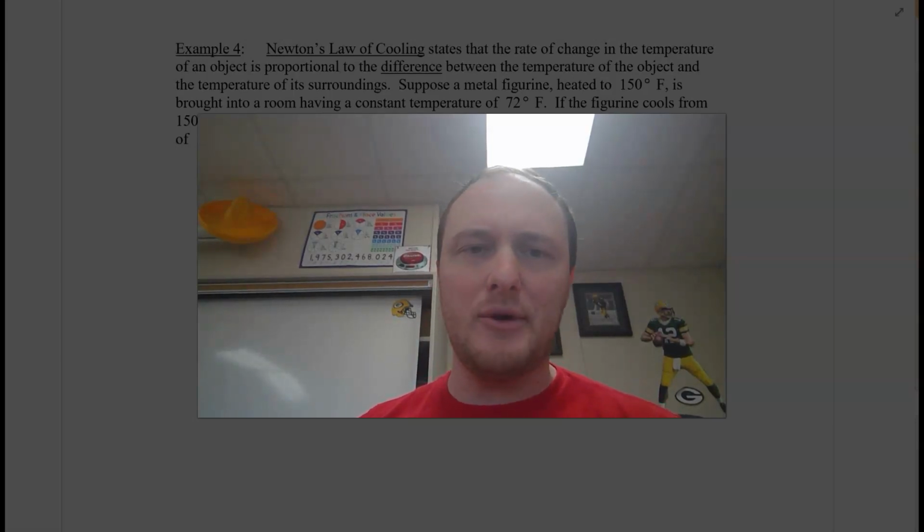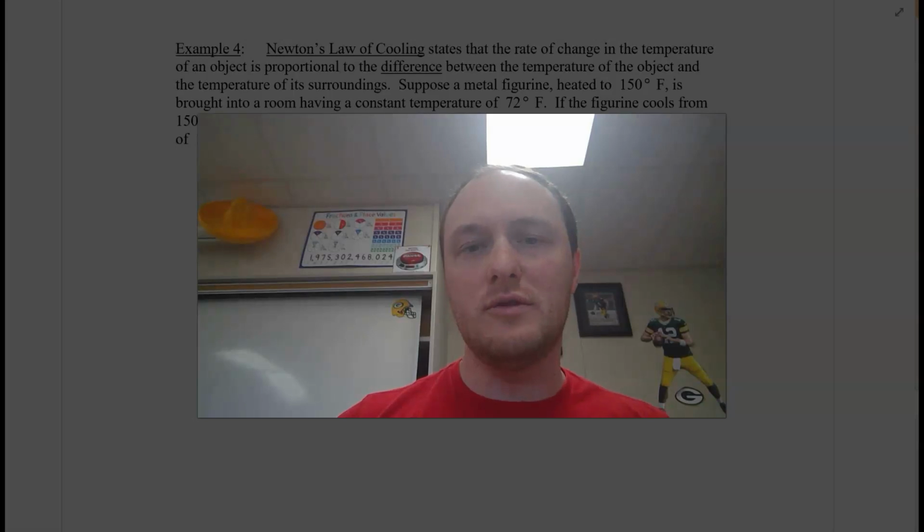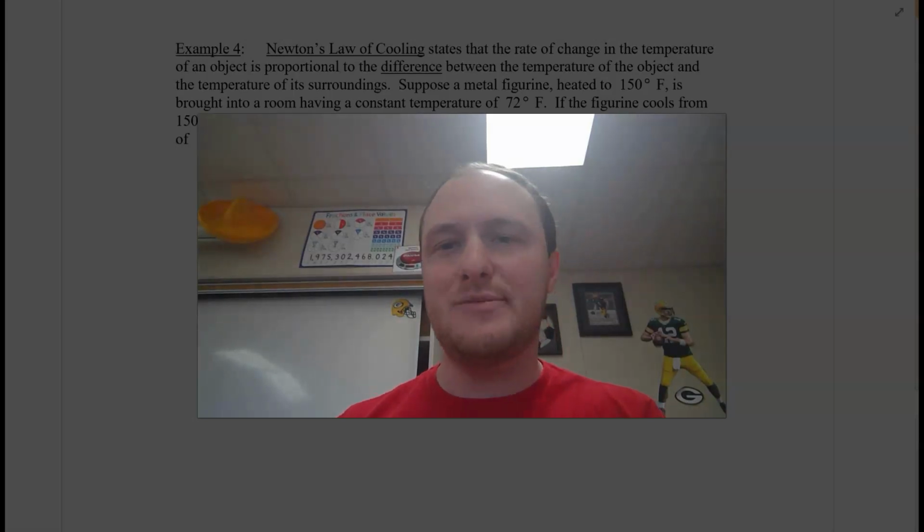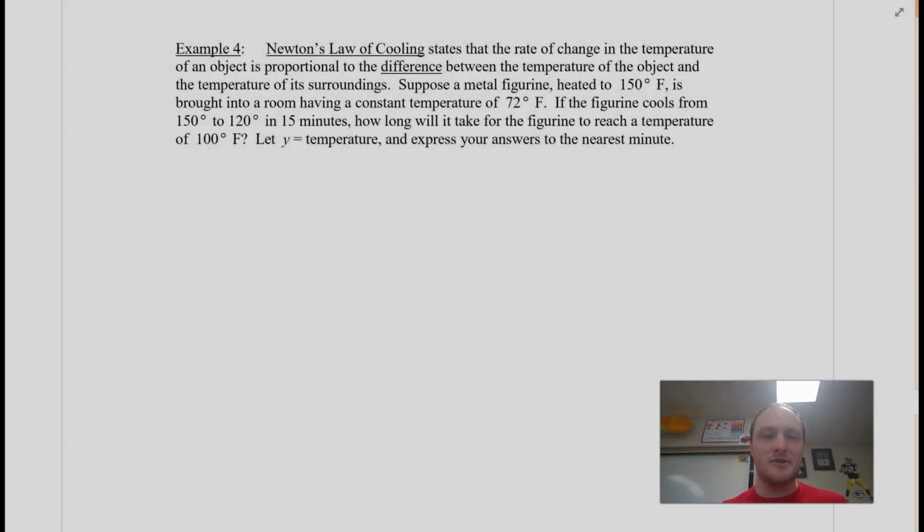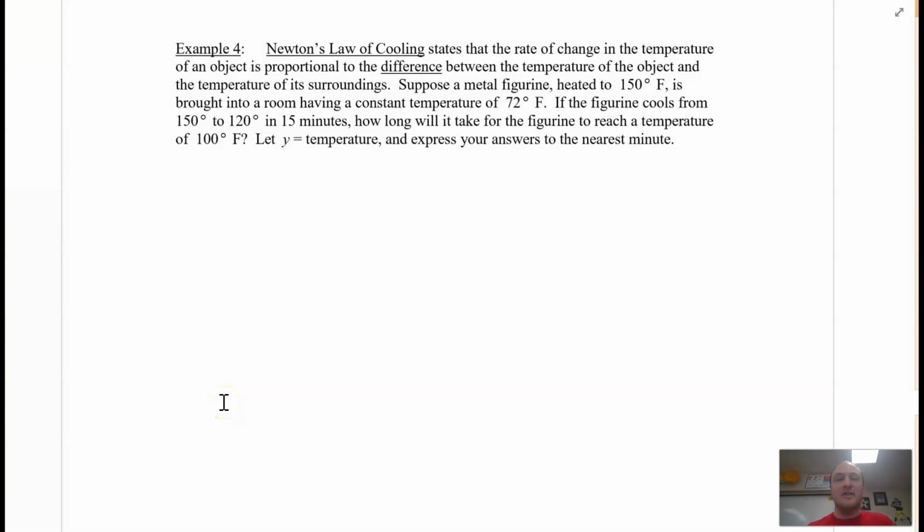In this video, we are going to talk about Newton's law of cooling in relation to exponential growth and decay. All right, so Newton's law of cooling. This states that the rate of change in the temperature of an object is proportional to the difference between the temperature of an object and the temperature of its surroundings.